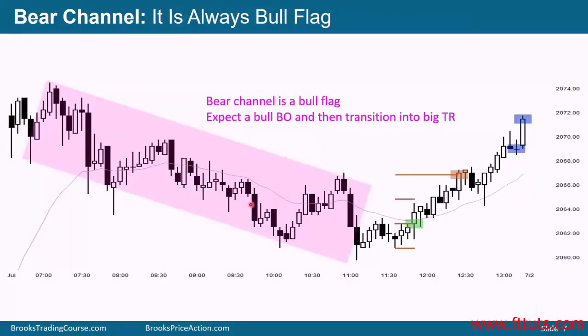Whenever I see a bear channel, I look at it and I see a bull flag. 75% chance it's eventually going to get a bull breakout. And then I expect a transition into a big trading range. Therefore, the major reversal that you have here probably will result in the formation of a large trading range. However, the move up can be enough for a swing trade.